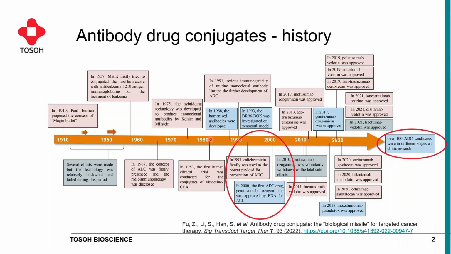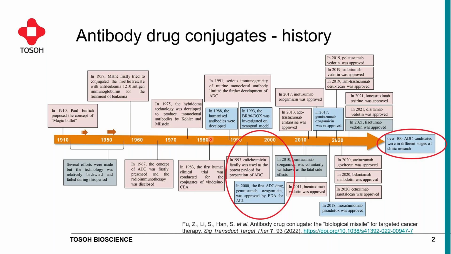These were murine antibodies that were associated with side effects. However, with the beginning of 2000, the first antibody-drug conjugates were approved by the authorities, either FDA or EMA, and up to now we have 11 antibody-drug conjugates approved in the clinics already, and there are a lot more than 100 which are currently in clinical trials.